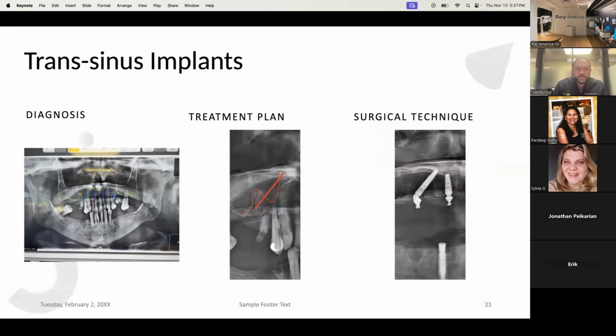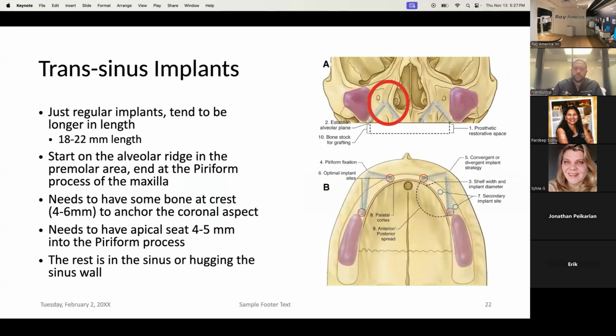So let's talk about transsinus implants. These are very valuable implants for increasing AP spread in severely resorbed cases, but they're very, very tricky to do. The key is really in the diagnosis, the treatment plan, and the surgical technique of these. First and foremost being the diagnosis. There's very, very strict diagnostic criteria that I use to choose someone to receive a transsinus implant, and we'll talk about that. And then the treatment plan and the surgical technique are very, very tricky and very technique sensitive. It's very easy for things to go wrong.